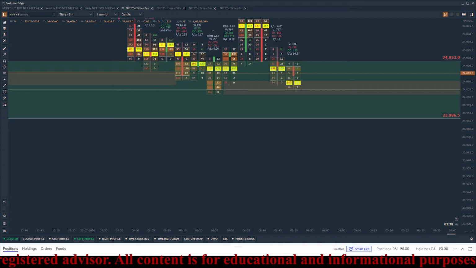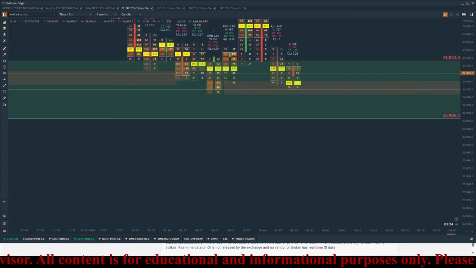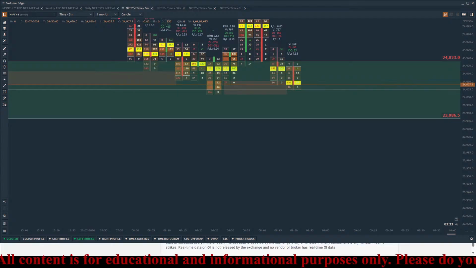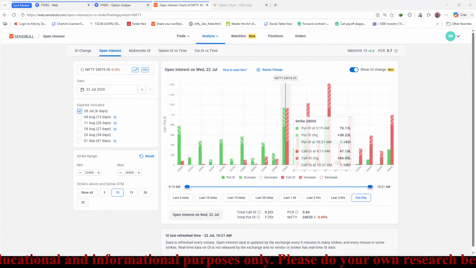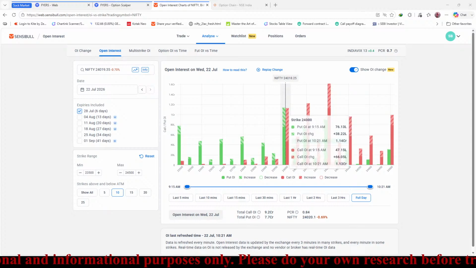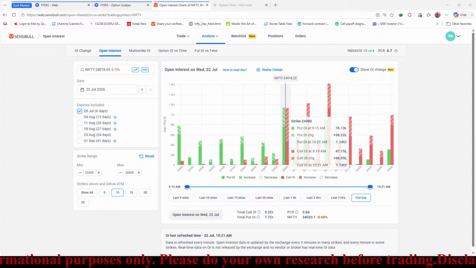Even though, the calls are also not leaving their positions. They wanted to keep it down for these people, I think so. A very good fight is happening at that 24,000 level. See this, the call and put. The accumulation is happening very fast.